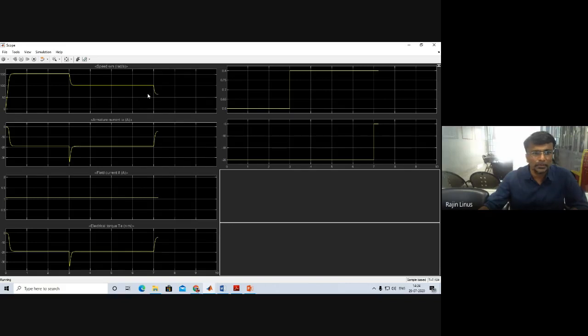So automatically what will happen? The load torque reduces. The input torque to the motor, which is now a generator, reduces. So what happens? The speed will also reduce. At the same time, the duty cycle is 0.8. With the duty cycle at 0.8, the armature current will start to increase. Then the electromagnetic torque will also reflect this.